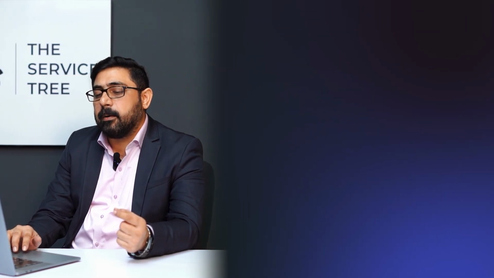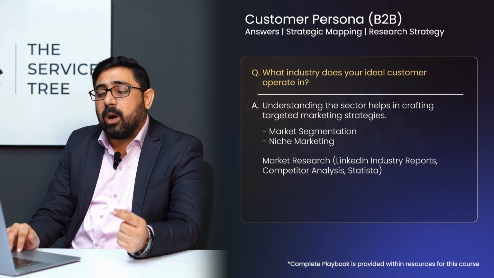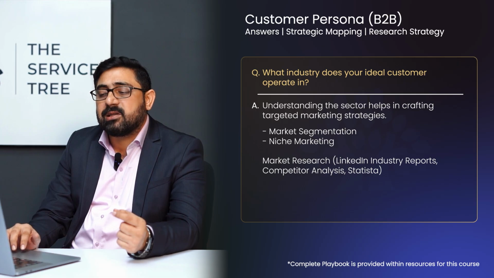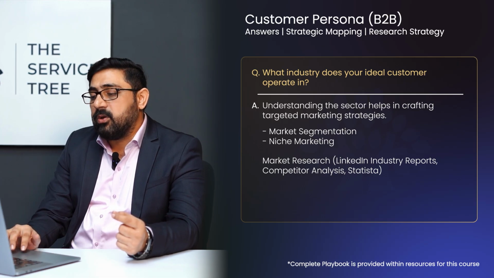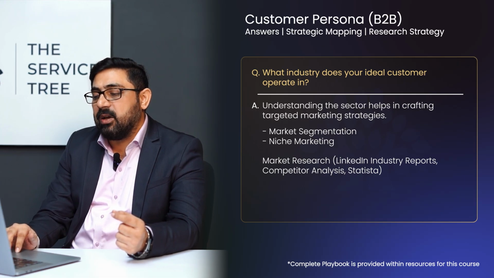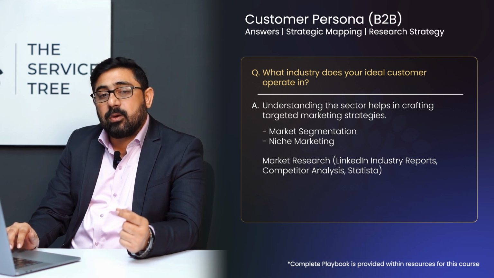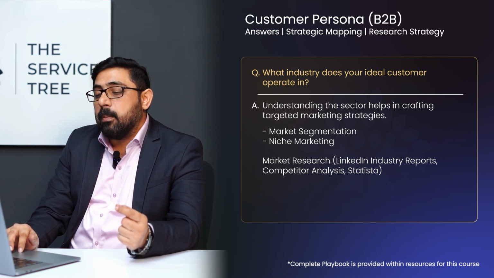Now the question is again, how are you going to get answers to all these questions? Not all the questions can be answered through one single source. For instance, let's get back to A1. What industry does your ideal customer operate in? So here you see, this is your research strategy in which you are defining. Actually, this question will be answered through market research.